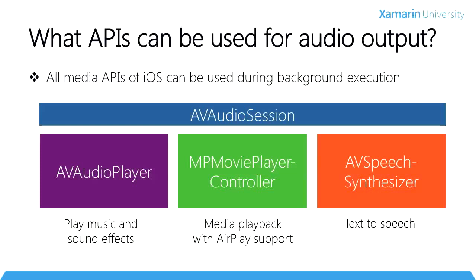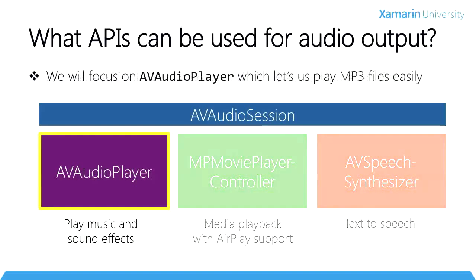For instance, there's the AV speech synthesizer that you can use to turn text into speech. There's the MP movie player controller. That's the one that shows a preview of the video that is going to be rendered. It has the buttons that allow you to transfer the stream maybe to an Apple TV device. And there's the AV audio player. AV audio player is what we are going to use today. With that, it's very easy to load MP3 files and play them.